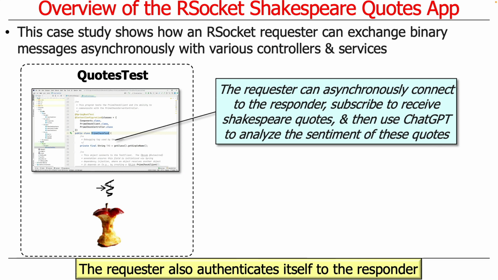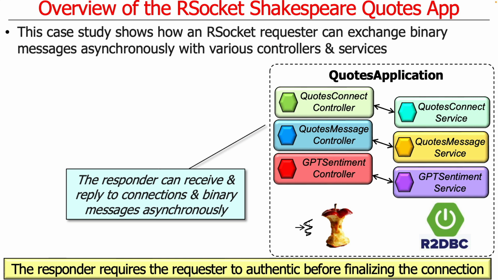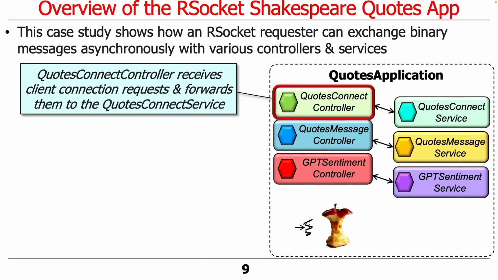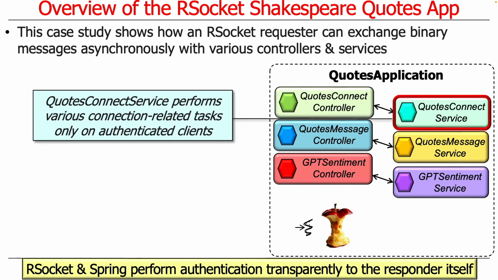And the whole thing has to be authenticated, so it uses security mechanisms. The responder receives the request for connections, and it also gets the binary messages, and it authenticates everything before everything starts up. This is what we've talked about before, so I'm not going to spend a lot of time on it. We have the Quotes Connect controller that's the endpoint that receives the client connection requests, forwards them to the service where they're stored in a map and then authenticated.